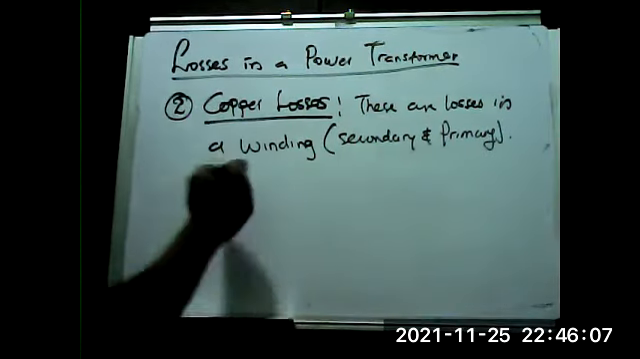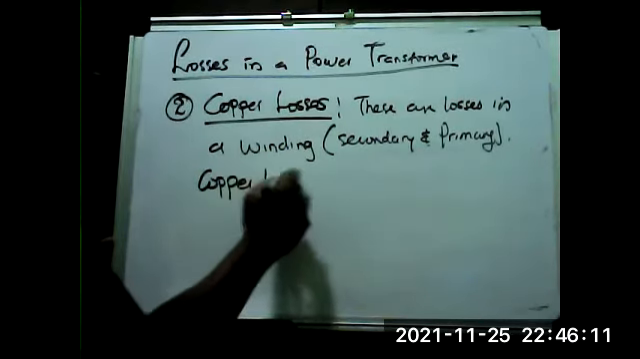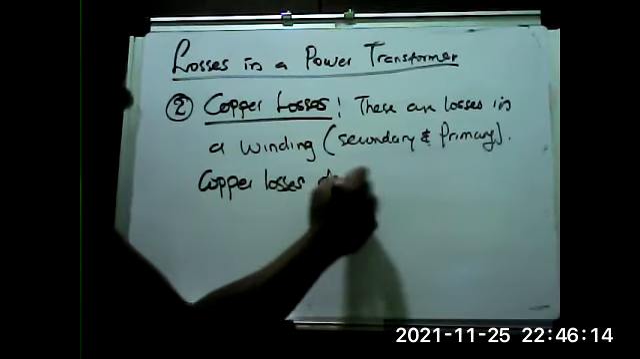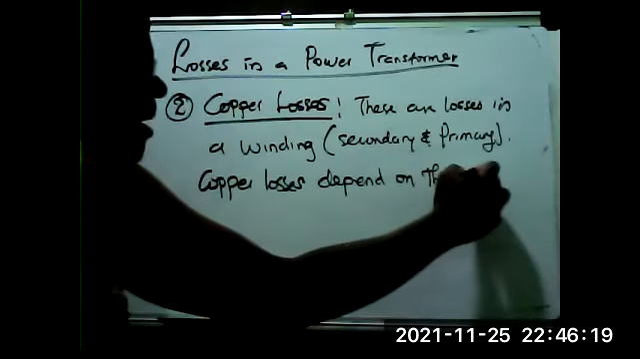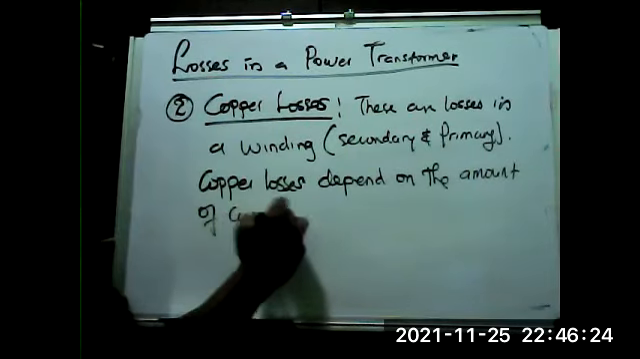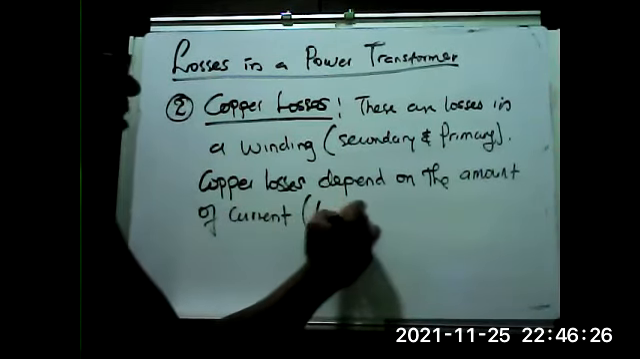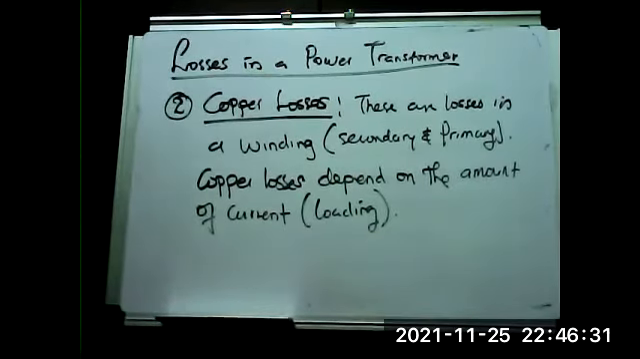The iron losses. But copper losses, get it from me. Copper losses depend on the amount of current, which is simply loading. So the more you load your transformer, the more the copper losses. But the iron losses are constant.